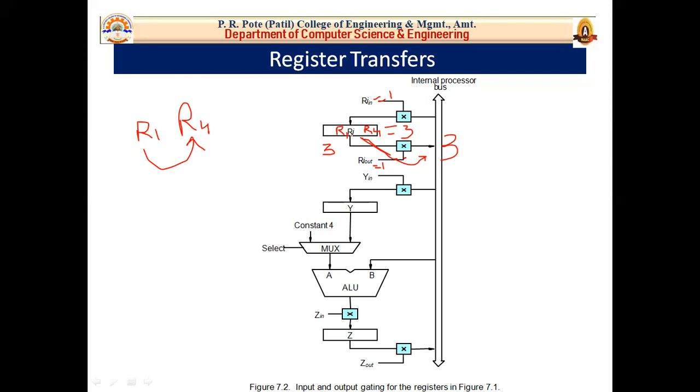Now look here. Here is only one register Ri, but we can consider that here are a number of general purpose registers, that is R1, R2, R3, R4. This Ri is only for an example. So how can we transfer data from R1 to R4? By using these two control signals, that is Ri in and Ri out.